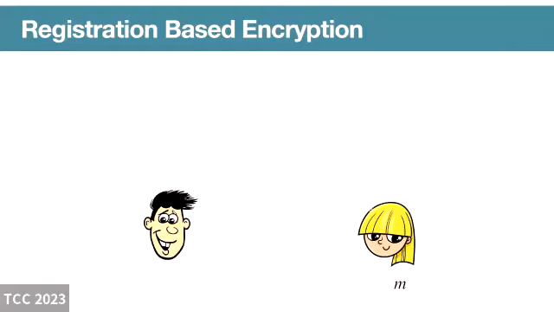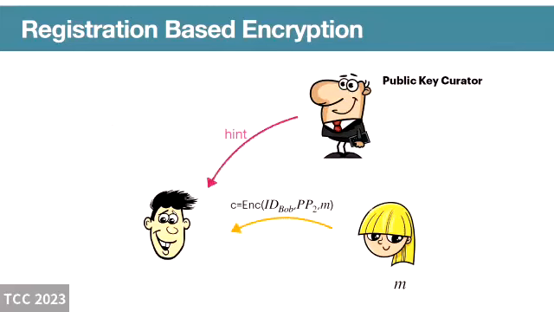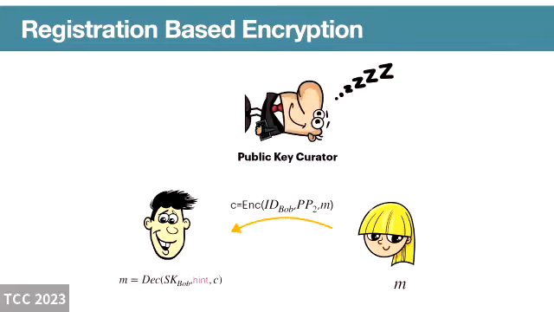So now, if Alice wants to send Bob a message, she can encrypt the message under Bob's identity and the public parameter. But how can Bob decrypt this? In order for Bob to be able to decrypt this message, the public key curator will need to send Bob a hint or an update, which is, by the way, totally public and is only a function of the public parameter and Bob's identity. And then Bob can use this hint together with the secret key to decrypt the ciphertext and retrieve the message.